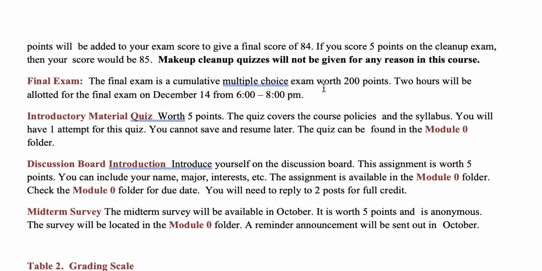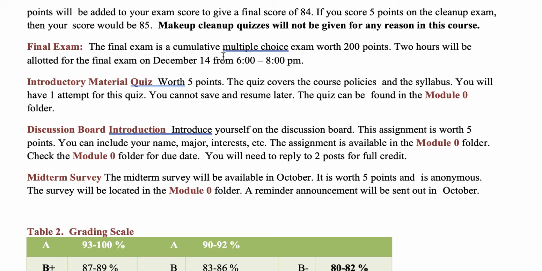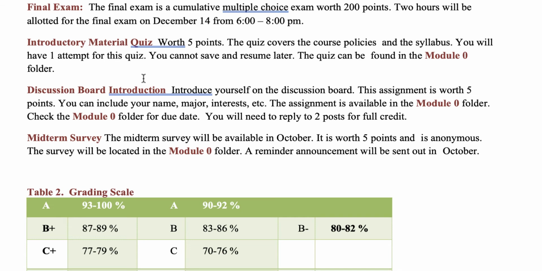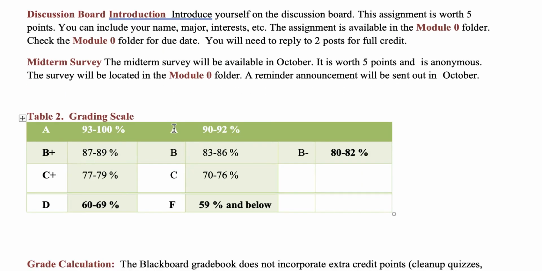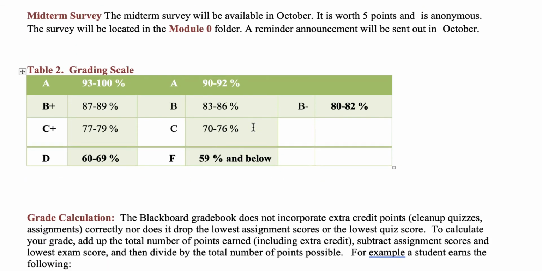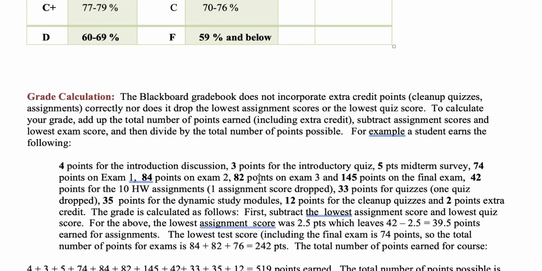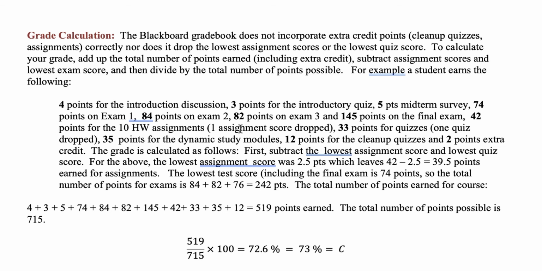Final exam is cumulative over chapters 1 through 11. It's multiple choice worth 200 points, and you will be allowed 2 hours for the exam. That'll be on December 14th from 6 to 8 p.m. And then I've already told you about the introductory material quiz and the discussion board introduction. And again, the midterm survey will post in October.